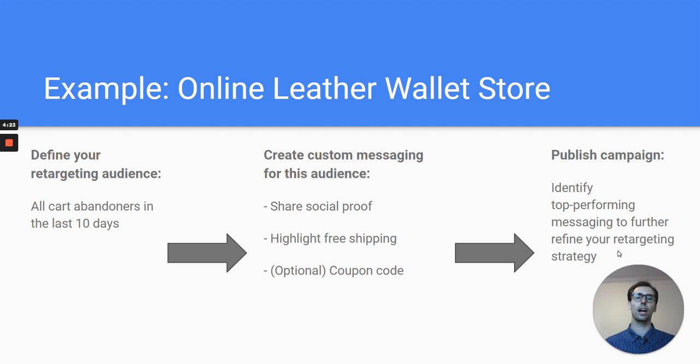So let's look at a hypothetical example. Let's suppose that you run an online leather wallet store. You sell leather wallets through a Shopify shop. You would start by defining your retargeting audience. When in doubt, you can usually pick an arbitrary number of days, such as 10 days, and take all cart abandoners in those last 10 days. Maybe for you, it's 7 days, maybe it's 30 days.